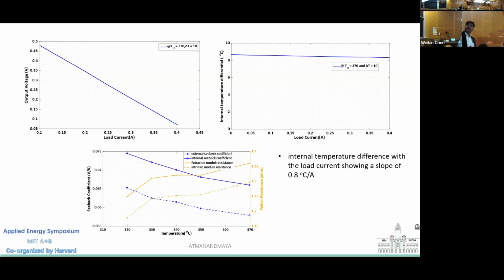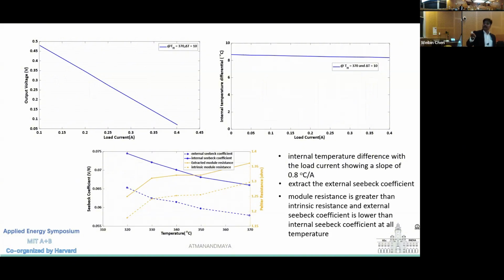And for the same thing, for the resistance measurement of the Peltier module, this curve is coming because if there is more resistance, the voltage drop will be more. Then this dotted line, which is for the intrinsic, should be lower compared to the extracted external resistance.